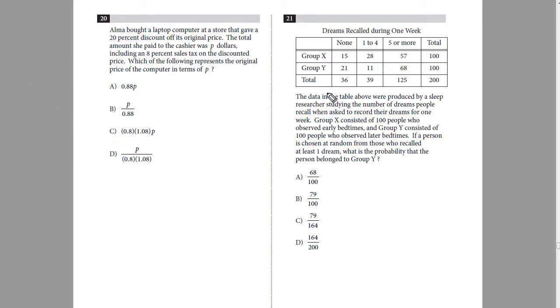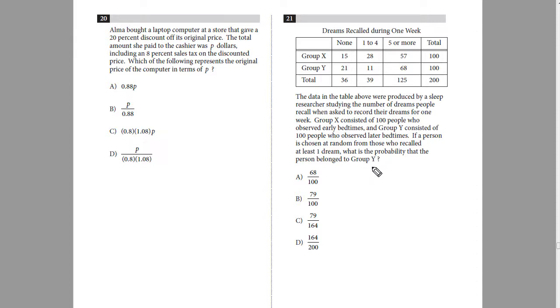Question number 21. The data in the table above were produced by a sleep researcher studying the number of dreams people recall when asked to record their dreams for 1 week. Group X consisted of 100 people who observed early bedtimes, and Group Y consisted of 100 people who observed later bedtimes. If a person is chosen at random from those who recalled at least one dream, what is the probability that the person belonged to Group Y?